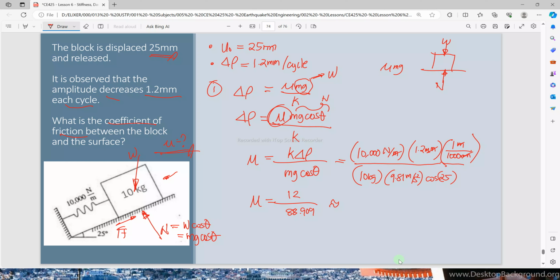there must be something wrong. Oh, I see. We forgot that the reduction is 4 mu mg. We forgot about the 4. So we have a 4 here. That will become 4 times 10 times 9.81 cosine 25.